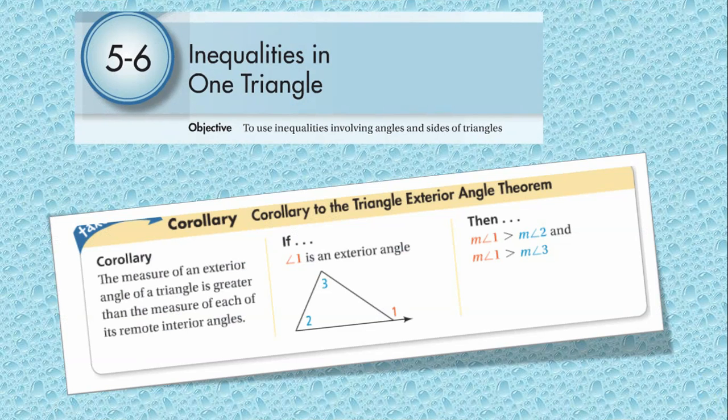In this figure, the exterior angle is angle 1, and the exterior angle is equal to the sum of the remote interior angles, or angle 1 is equal to the sum of angle 2 and angle 3. Then angle 1 is greater than any one of them, greater than 2 and greater than 3. Measure of angle 1 is greater than measure of angle 2 and greater than measure of angle 3.